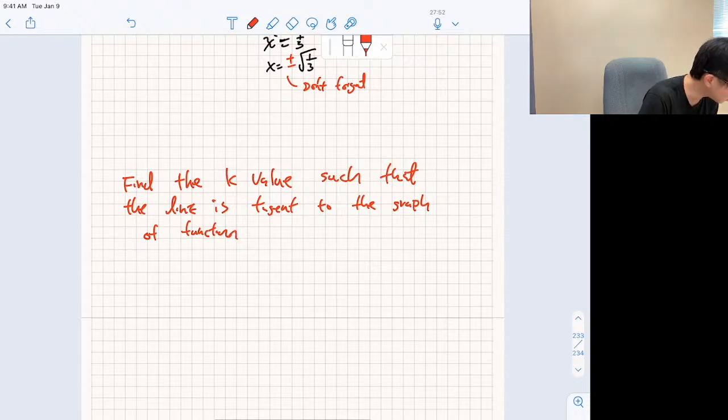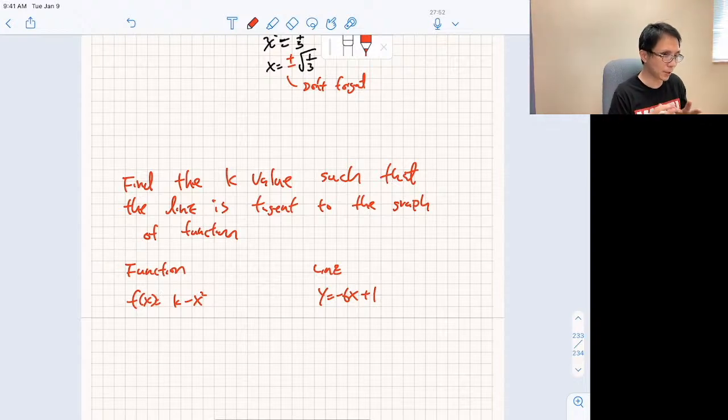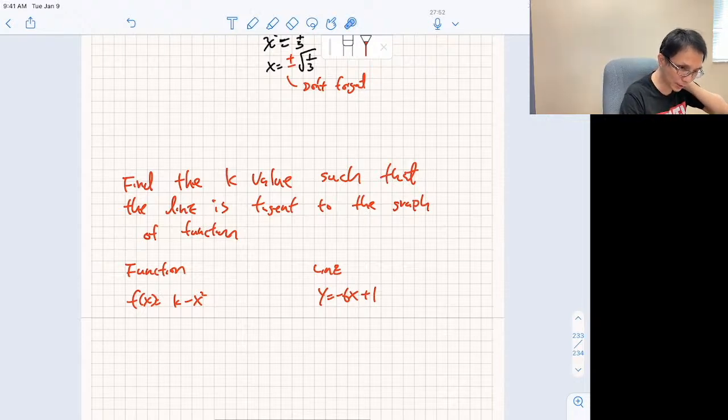So here's the function. The function is f of x equals k minus x squared. And the line is y equals negative 6x plus 1. So I have this situation here: f of x equals k minus x squared, and y equals negative 6x plus 1. Can you find the value k, which I'm going to change color so you know that's the value I'm trying to find, where they are tangent to each other?